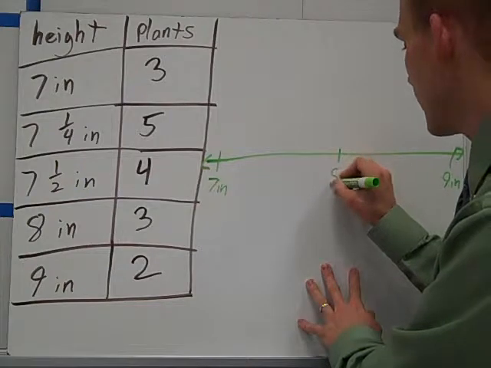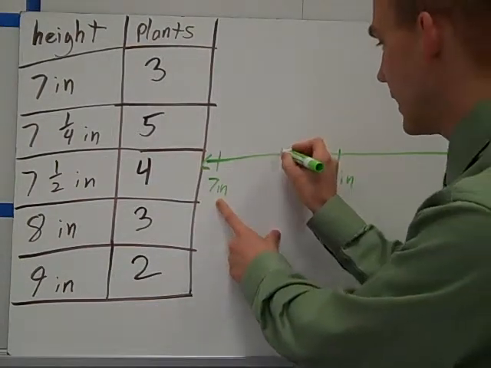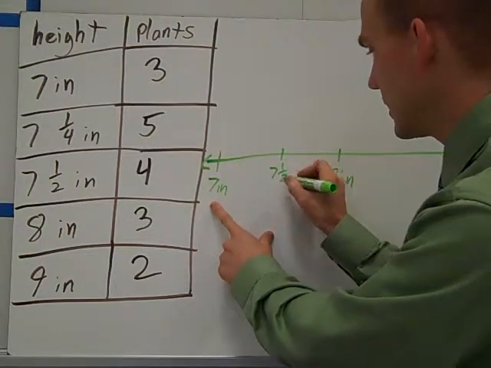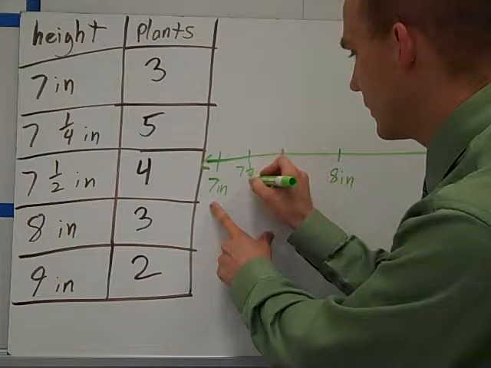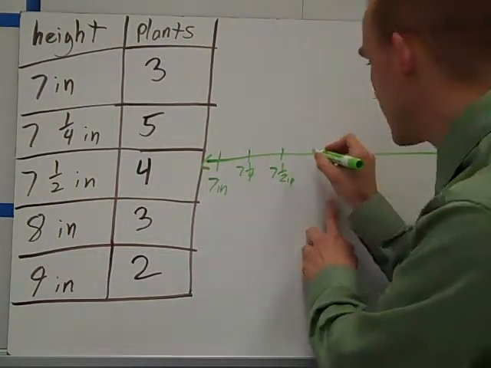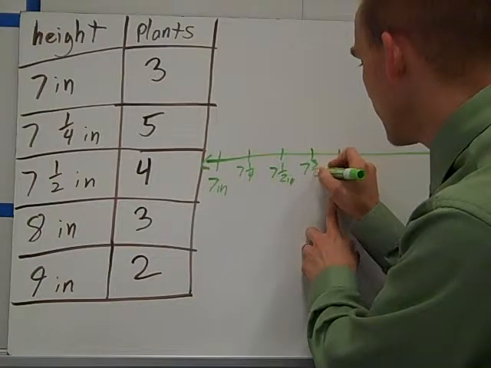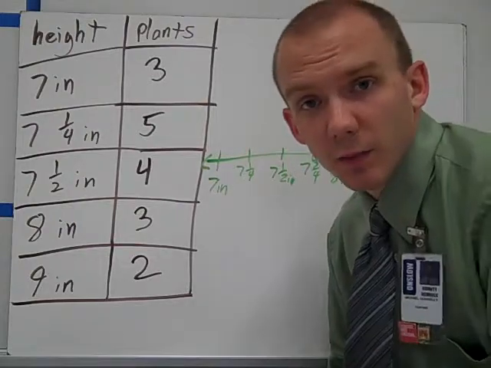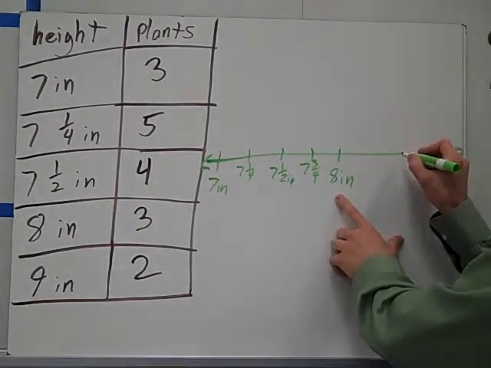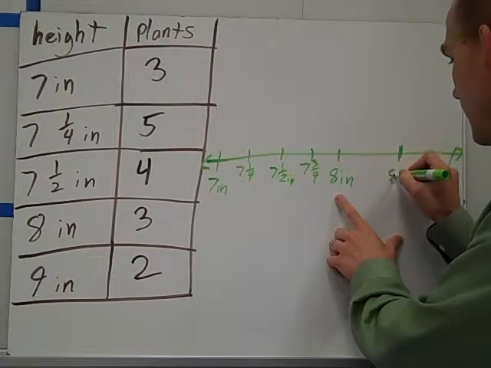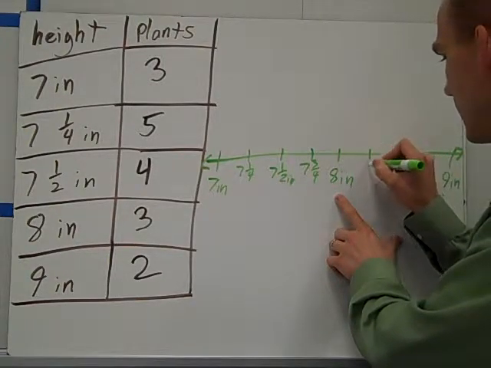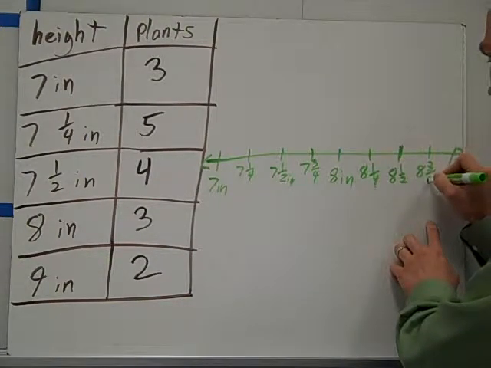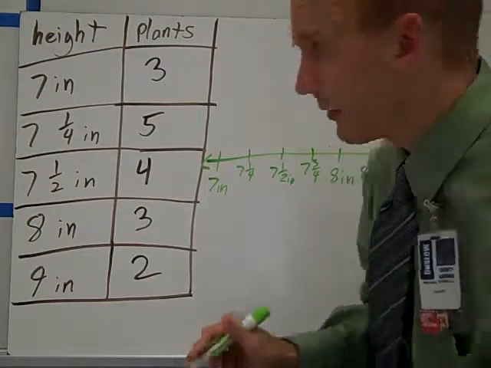I have 8 inches in between, and then in between 7 and 8 I would have 7 1/2. And in between 7 and 7 1/2 inches I would have 7 1/4. And then in between 7 1/2 and 8 inches I would have 7 3/4. Even though I don't have data for it, I want to show that by putting nothing above it on my number line. And then in between 8 and 9 I do the same thing, even though there's no data: 8 1/2 inches, 8 1/4 inch, and 8 3/4 inches. So now I have my line plot ready to go.